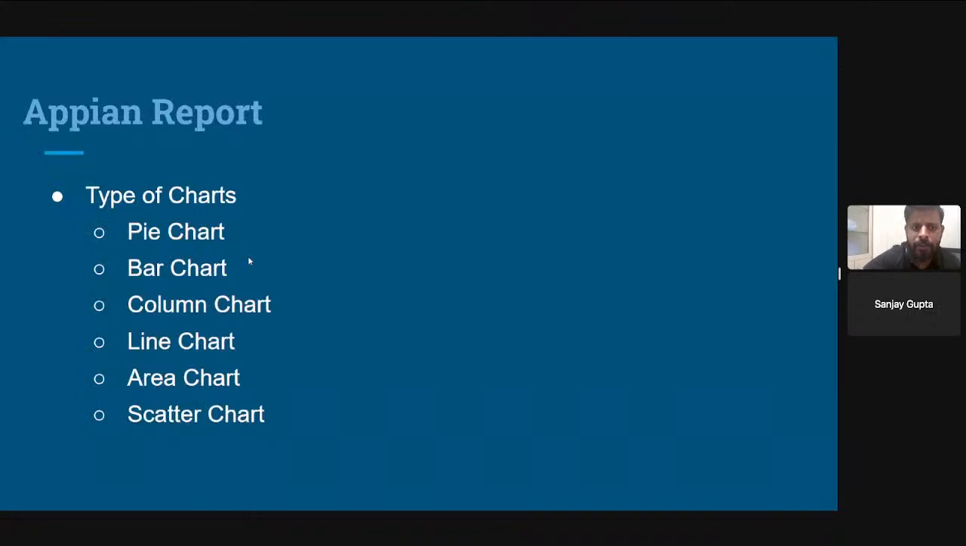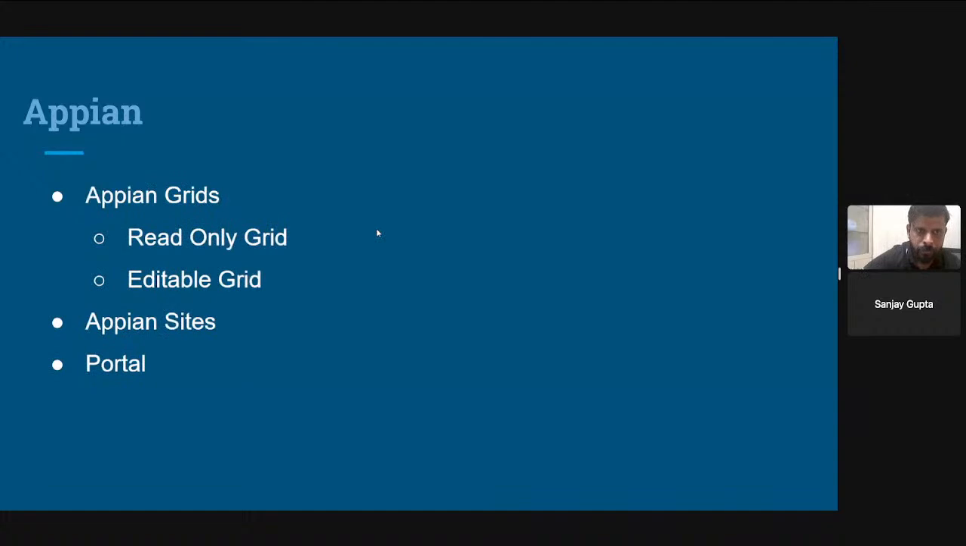Okay, so these are charts that Appian supports. Now Appian supports two types of grid: read-only grid and editable grid. Sometimes we need to display the data. The user won't come and update the data, the user can just see the data in some cases. In that case we use the read-only grid, and in the read-only grid Appian supports pagination also.